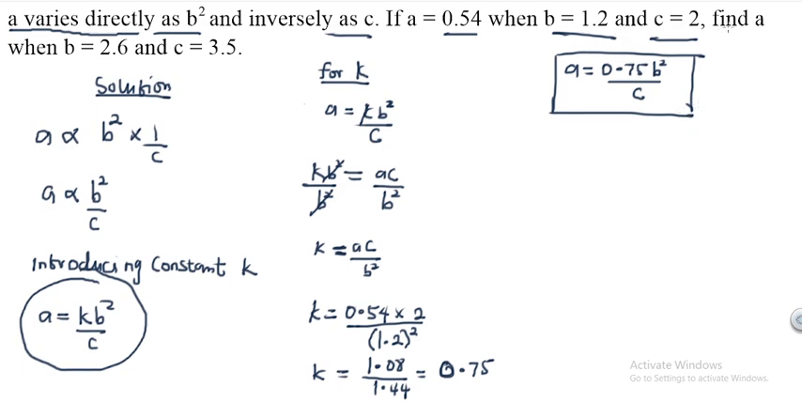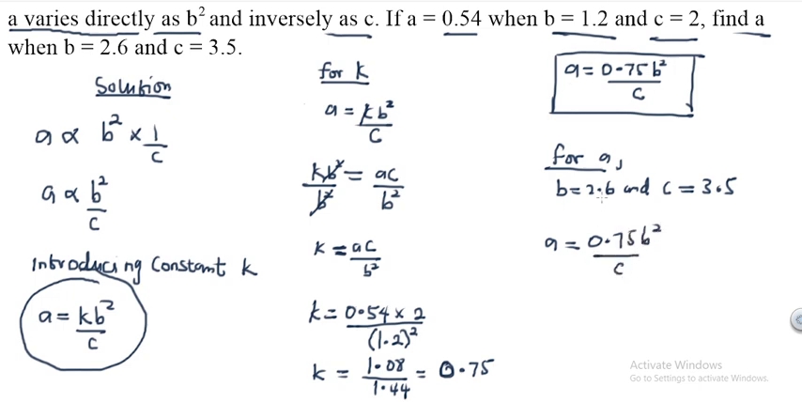Now my next thing is that I'm told to find A when B is 2.6 and C is 3.5. So for A, we know that our B is equal to 2.6 and our C is equal to 3.5. From our formula, we have A is equal to 0.75 B squared divided by C. We just substitute values of B and C into this equation. So the value of A is equal to 0.75 times 2.6 squared, divided by 3.5.